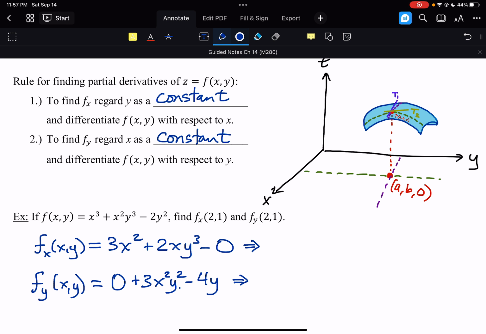And now that we have the formulas, we can go ahead and sub in these values. And I'll just tell you this one is 16.